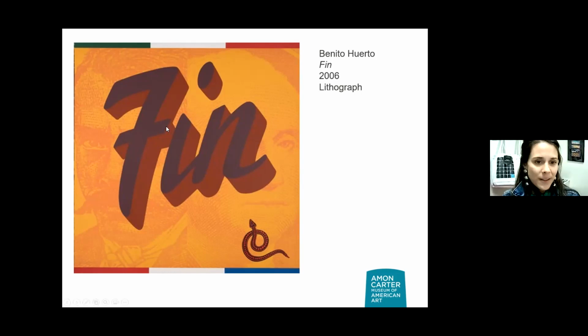But fin is Spanish, and it means the end. Where would you see something like this written? The end, in the movie. Yeah, a movie. So he himself, the artist himself, is a movie buff, and so this is kind of his nod to his interest in the cinema.